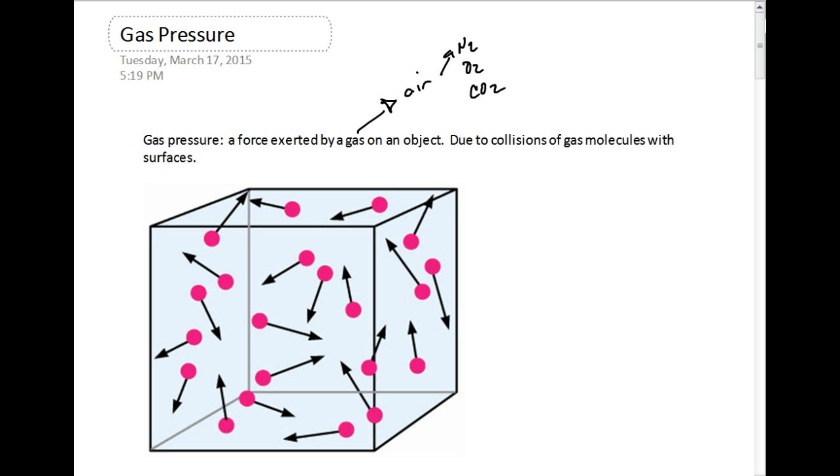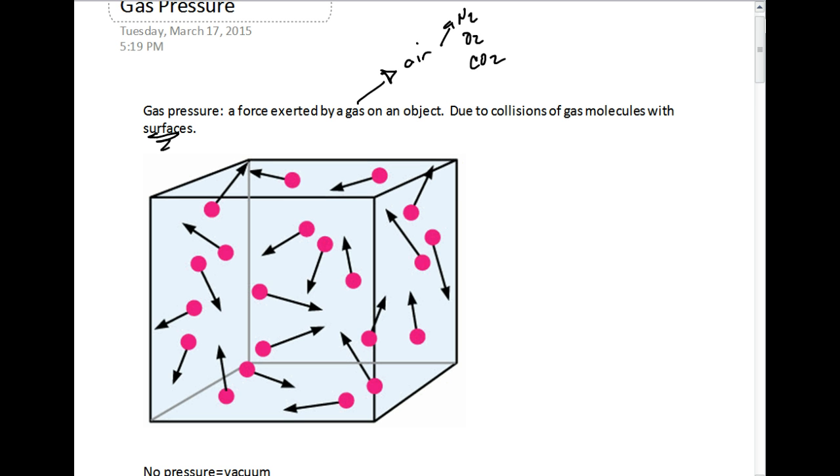And this is due to the collision of gas molecules with the surface, and that surface could be us, it could be our eardrums, and we might feel it. As we go up in an airplane or drive up in the mountains, we might feel it. When we dive underwater and swim down to the bottom of a swimming pool, we feel that pressure on, or release of pressure on our eardrums.